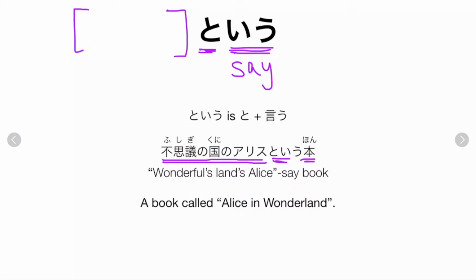To iu, right? So this gets placed in a box. And it's like, whatever this is, called book. So a book called Alice in Wonderland.